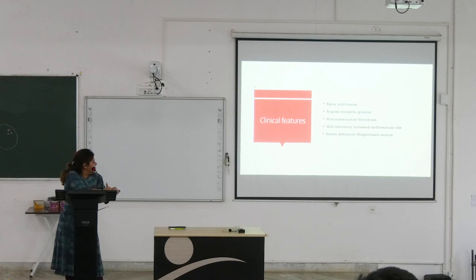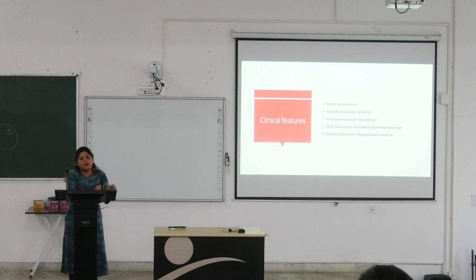And severe deficiency causes megaloblastic anemia. Even in mild deficiency, there is increased homocysteine. So another thing is that the assay of serum homocysteine is a very sensitive marker to detect vitamin B12 deficiency. Even before vitamin B12 levels go down, serum homocysteine increases and we can detect megaloblastic anemia.